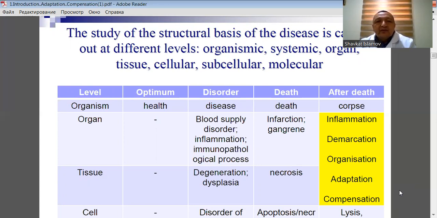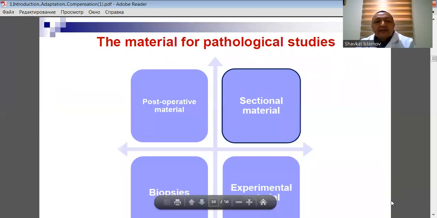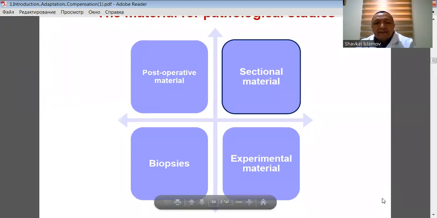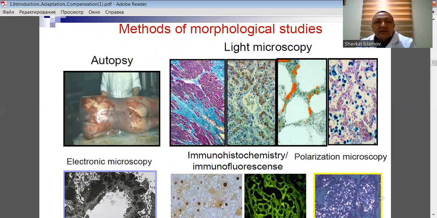cellular, subcellular, molecular. Inflammation, demarcation, organization, adaptation, compensation. The material of pathology studies: post-operative material, sectional material, biopsies, experimental material. Methods of morphological studies: autopsy, light microscope, electron microscope, immunohistochemistry, immunofluorescence, polarization microscope.